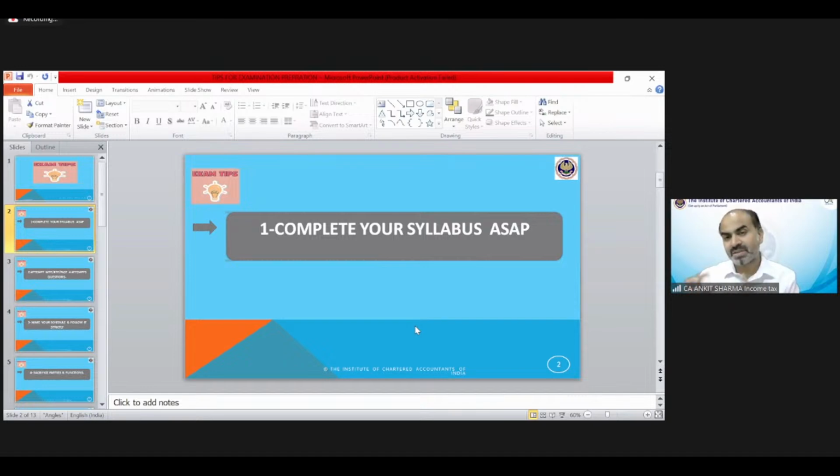Any student whose syllabus is still incomplete, please give more dedication, give more time. Please be focused to first of all cover your syllabus. And syllabus covering includes solved questions, MTP, RTP, etc. So if you are able to complete a chapter with the numericals, that would be considered as completion of that particular subject's syllabus. So first of all, you have to complete your syllabus as soon as possible.